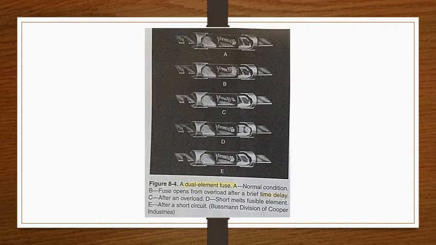This type of fuse is particularly useful in protecting a circuit where temporary surges are normal. A dual element fuse is shown in Figure 8-4. These fuses are marked with a D.